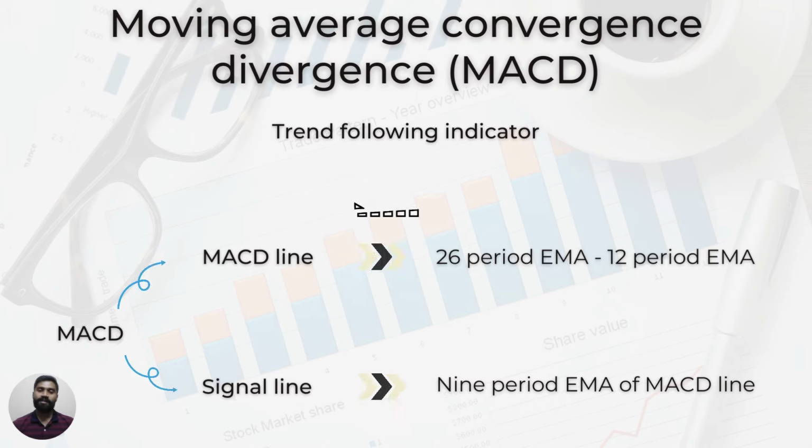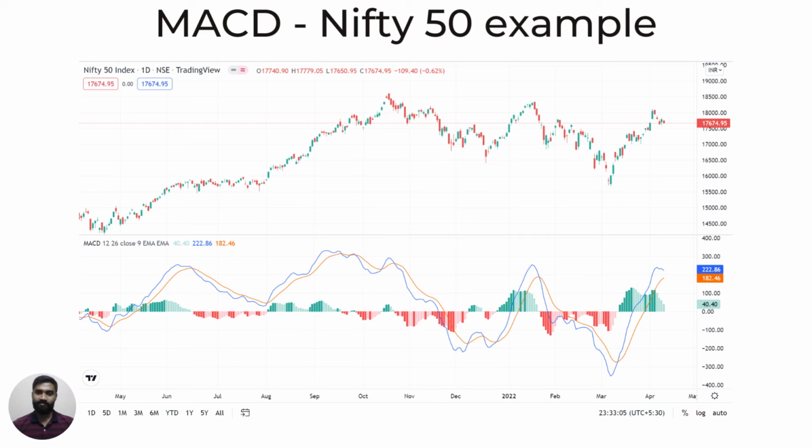This trend following technical indicator basically has two lines, the MACD line and the signal line. The MACD line is the difference between the 26-day EMA and the 12-day EMA, whereas the signal line is the 9-day period EMA of the MACD line itself. To make this concept clear, let's have a look at the Nifty 50 chart again. Here we can see that the MACD line, which is represented in blue in the bottom half of the slide, is the difference between the 26-day EMA and the 12-day EMA, whereas the orange line, which is the signal line, is the 9-day EMA of the MACD line.